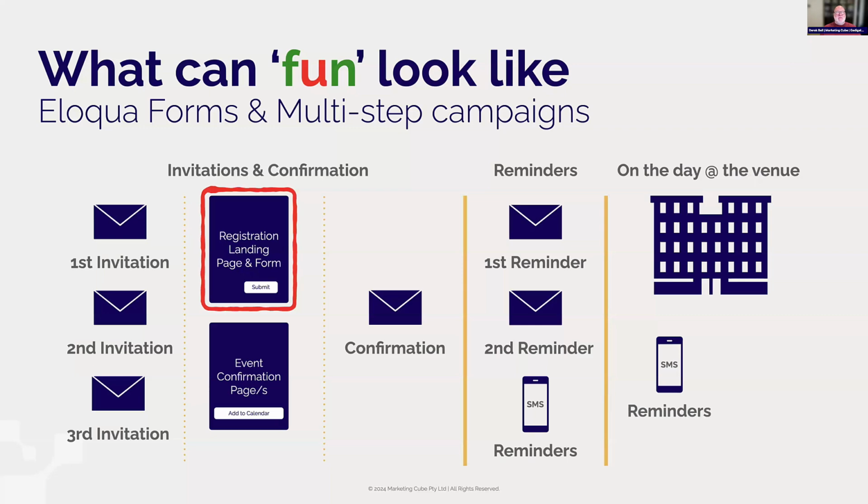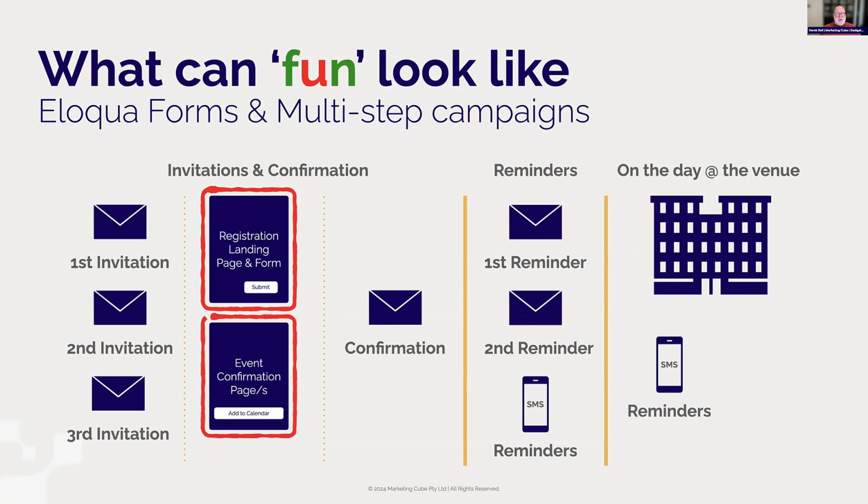Now, where can some of the fun come into the process? Well, the fun can probably start with the emails in relation to how they look and the language that you use to convey what the event is all about. In this case, we're looking at an end of year Christmas party or end of year events, those sorts of things. But on the registration page and the form specifically, that's where we can create some fun and some magic in relation to the type of questions that we ask, and then what we do in response to those answers that we get from people.